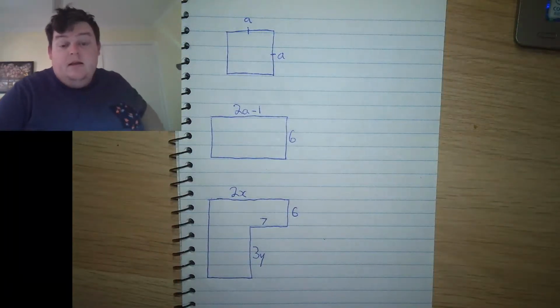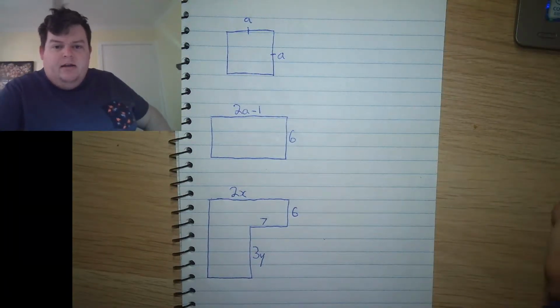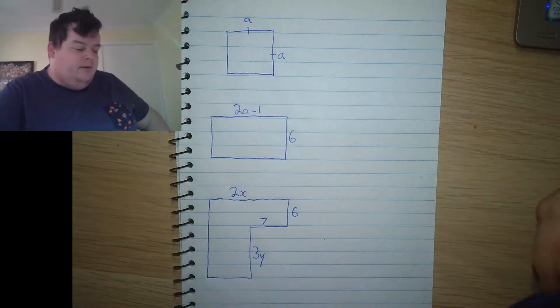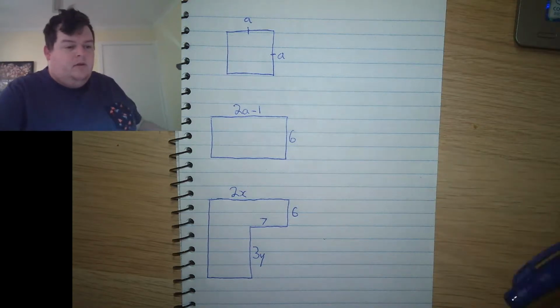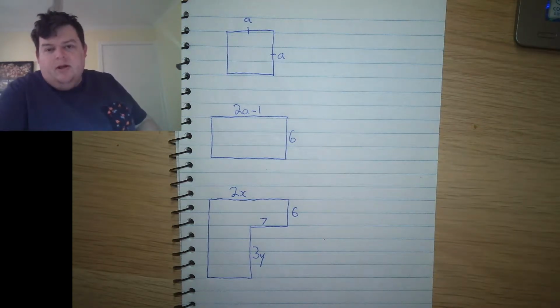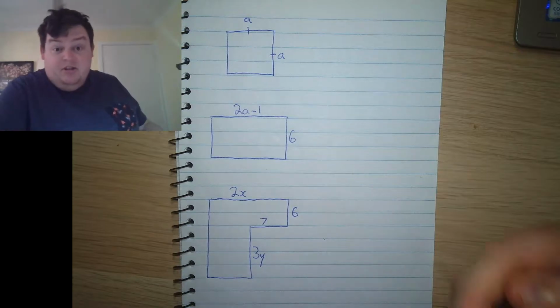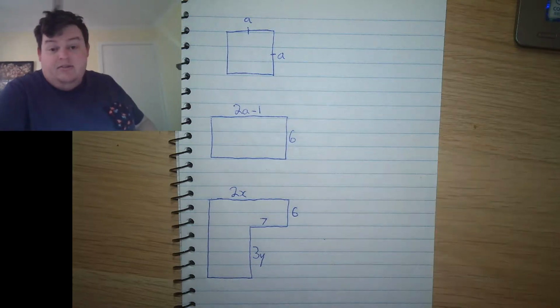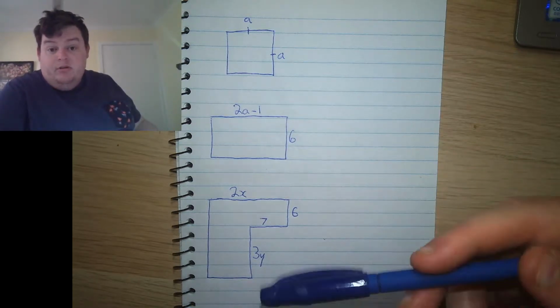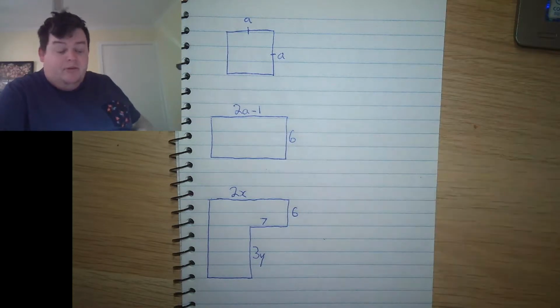Alright, hey guys, we're just looking at how algebra works in terms of finding expressions to do with shapes. So the idea is, if you have an unknown side of a shape, can you express it algebraically? And the answer is yes, you can. And in fact, it's the exact same way as you would with a shape with numbers.